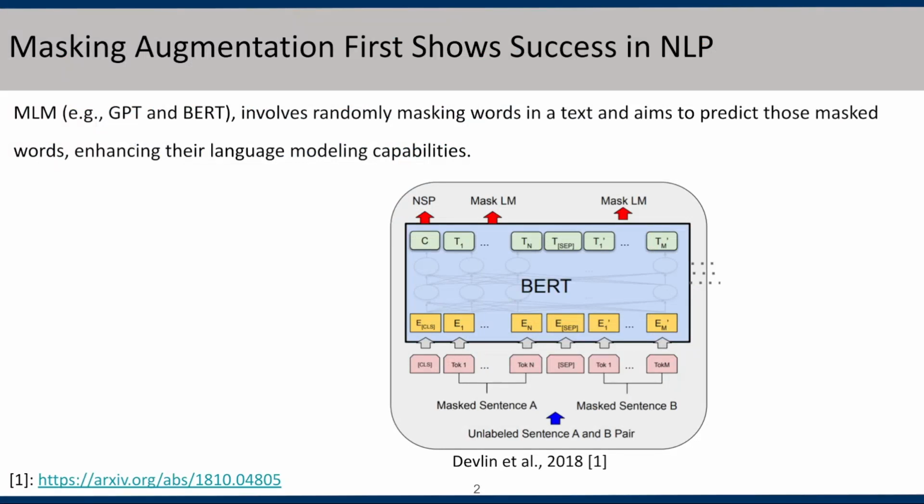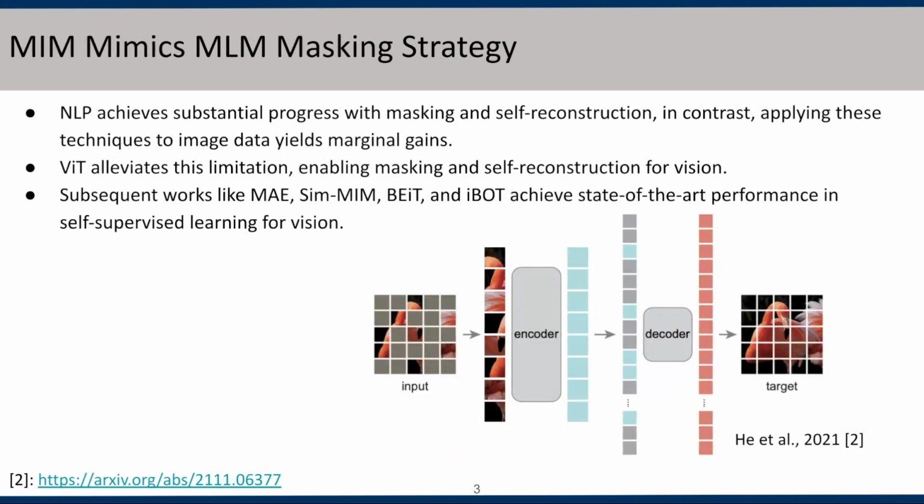Self-supervised learning has excelled in natural language processing with models such as GPT and BERT, employing masked language modeling. This technique involves randomly concealing words in a sentence and predicting the hidden word, significantly enhancing language model capabilities. While direct masking and self-reconstruction on image data haven't yielded significant advances as in natural language processing, the advent of vision transformers marks a breakthrough. Numerous works in computer vision now leverage vision transformer and employ masking and self-reconstruction techniques, collectively referred to as masked image modeling, achieving remarkable success.